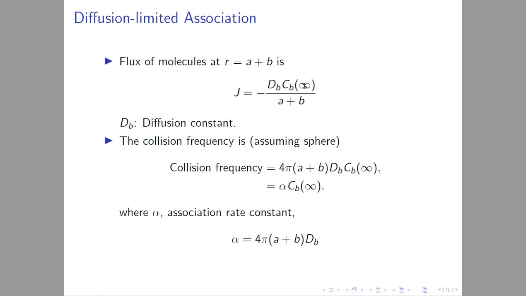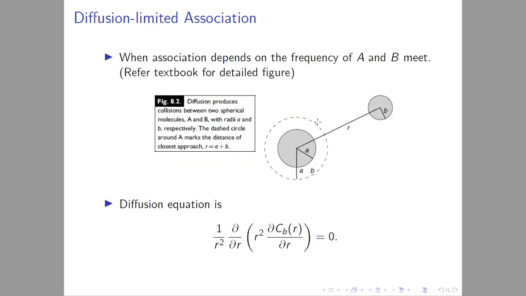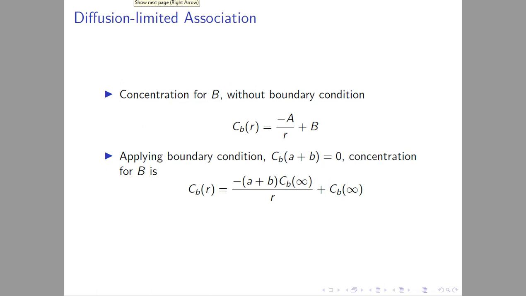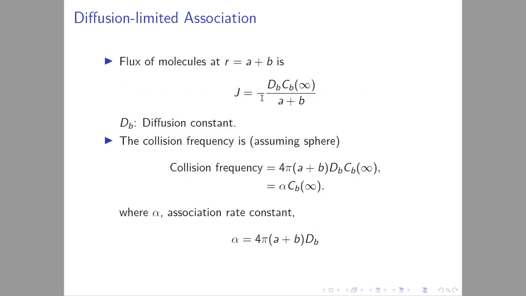If we take the flux, or the movement of the ligand into and out of the protein, the flux of molecules at r equal to A plus B is J equal to minus dB CB infinity over A plus B, where dB is the diffusion constant for ligand or molecule B.